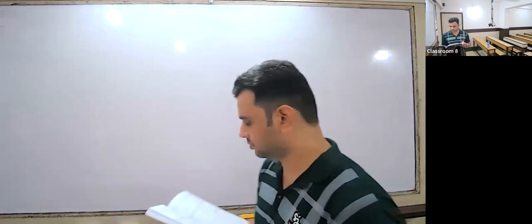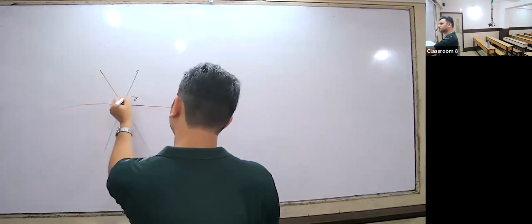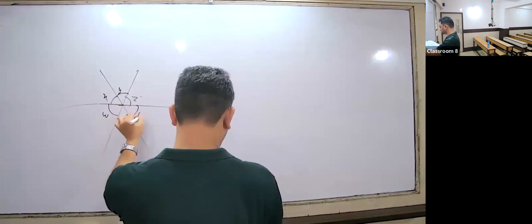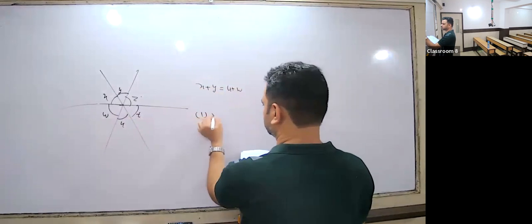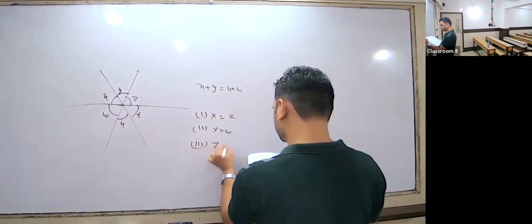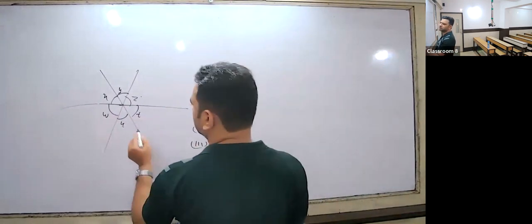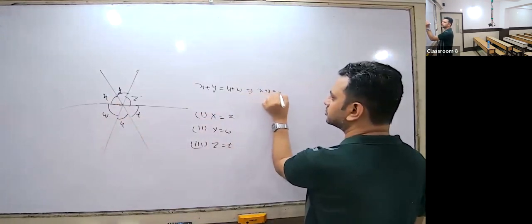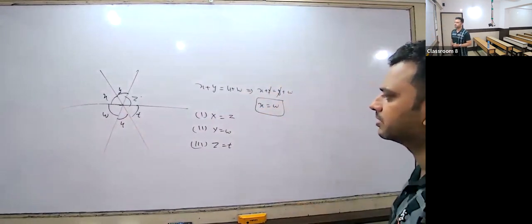So this is Z, Y, this is X, this is W, this is U, and this is T. It is given that X plus Y equals U plus W. First, X equals Z; second, Y equals W; third, Z equals T. So here, instead of U, I can write Y. So X plus Y equals Y plus W. This will cancel out, so X equals W. Got it?